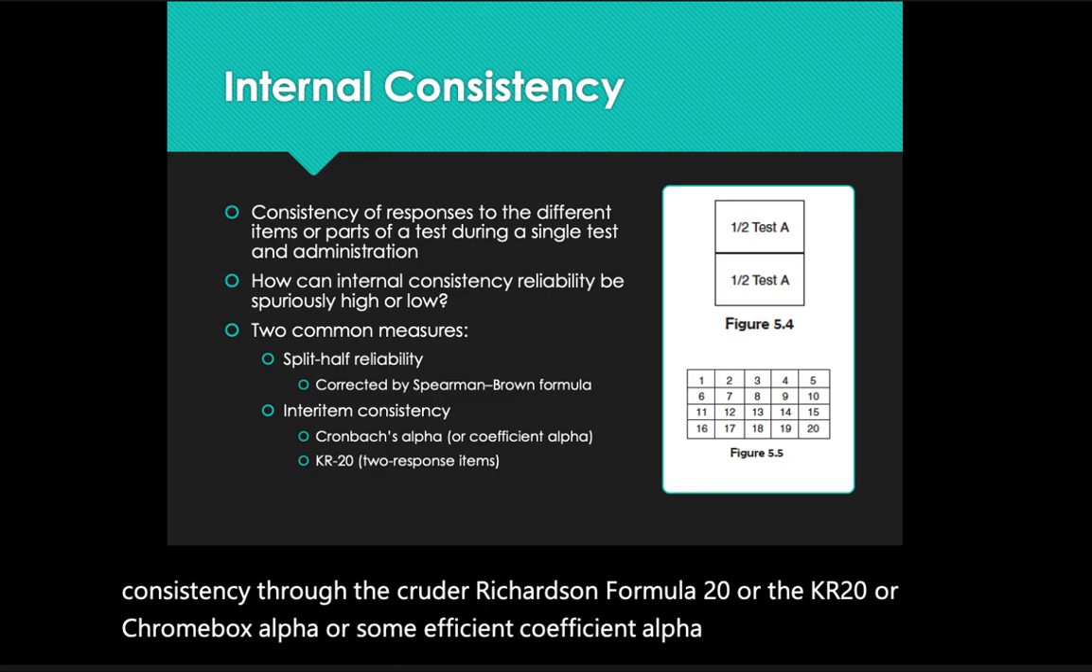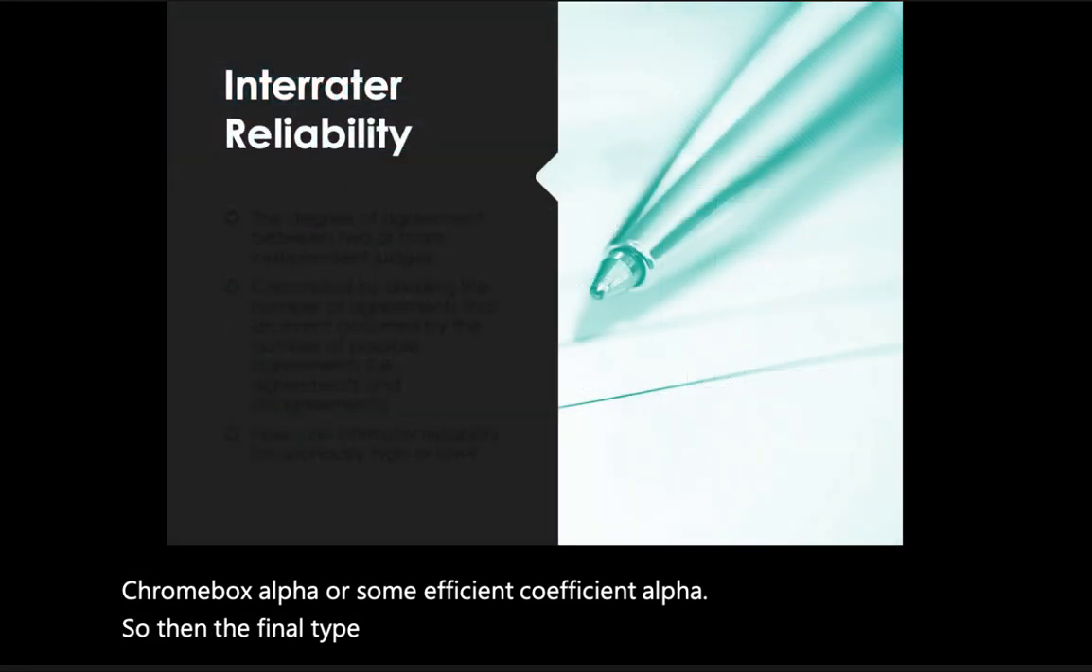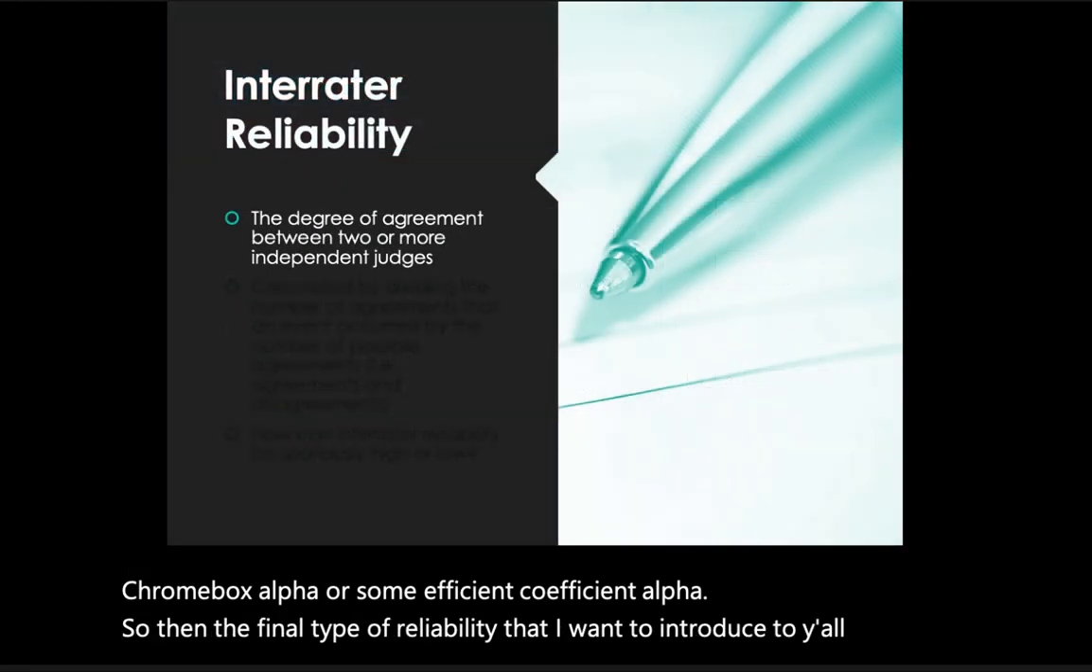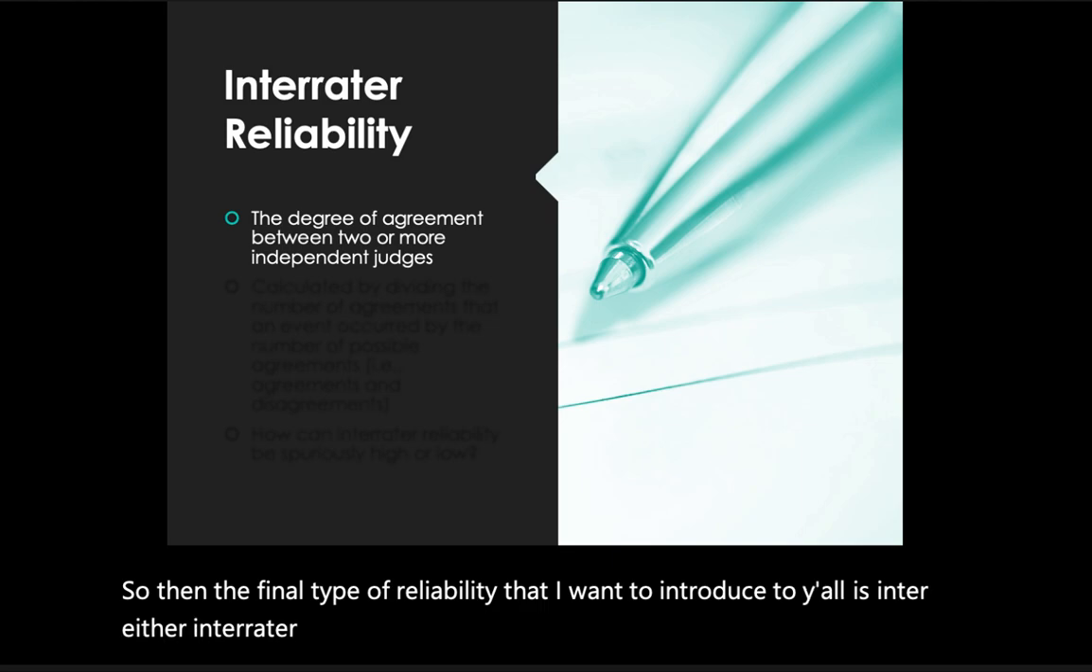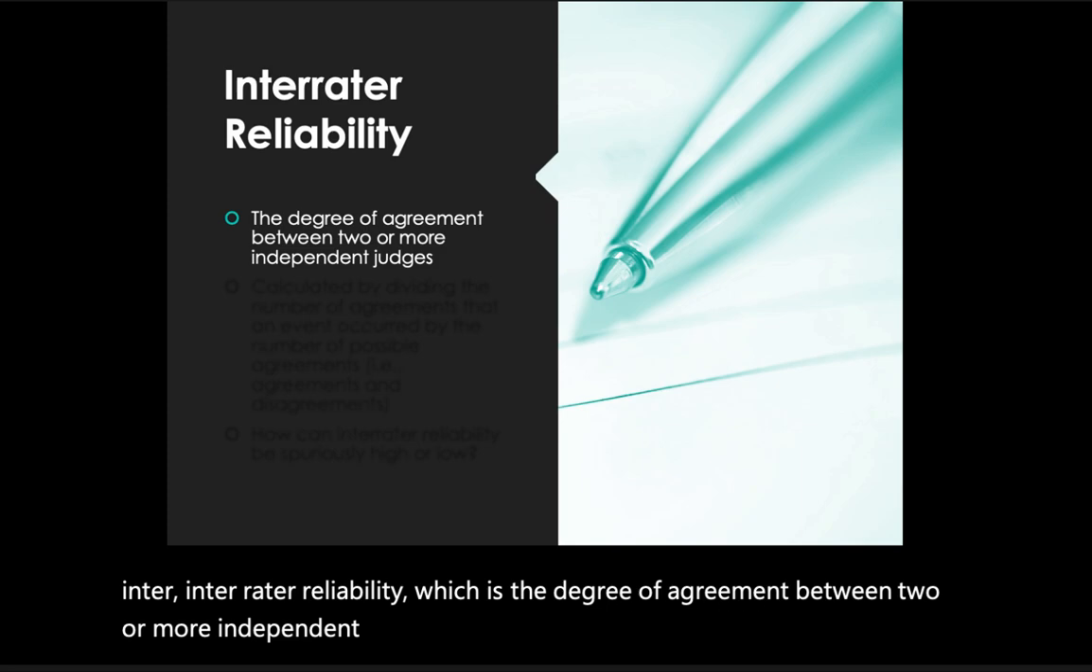So then the final type of reliability that I want to introduce to y'all is inter-rater reliability, which is the degree of agreement between two or more independent judges or raters.